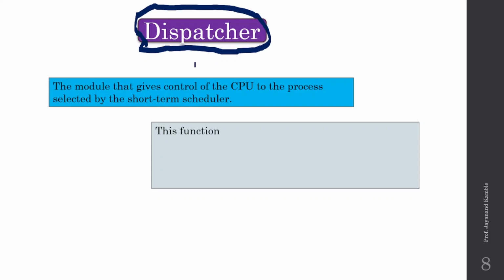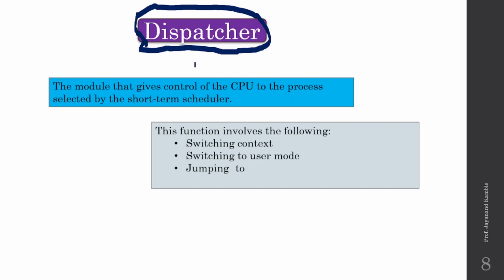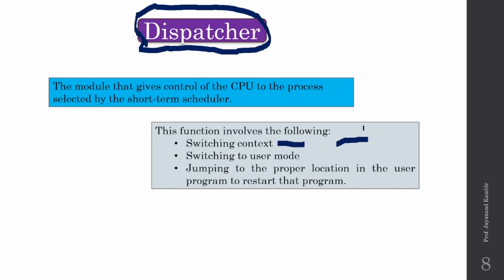So here the functions involved in the dispatcher are, number one, switching context, then switching to user mode, and then jumping to the proper location in the user program to restart that program. Switching context means what? Stopping one process and starting another process to run. That is nothing but the context switch. In case the process has already been scheduled some time before, it might have executed a few instructions.